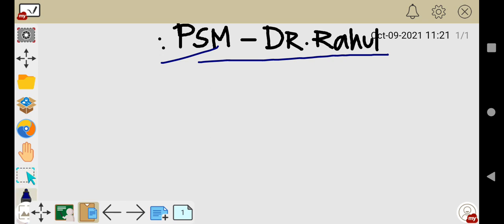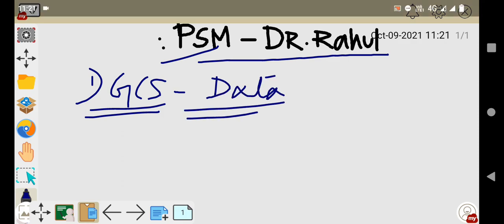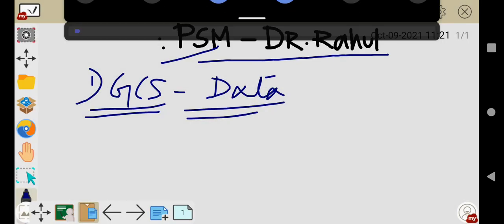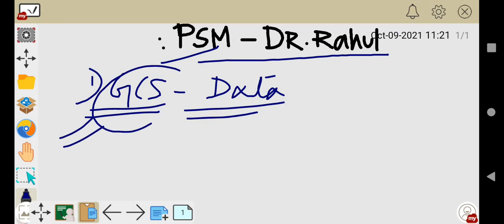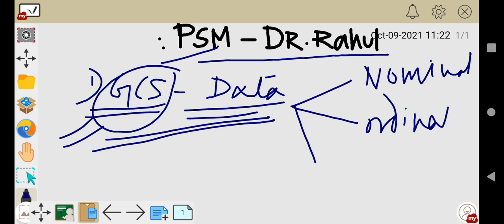Okay, so the first question that has been asked in your recent exam is regarding data. They asked, GCS is what type of data? Like we know that there are different types of data. One is nominal, then another is ordinal, then there is interval, then there is ratio. So they asked what type of data is GCS.